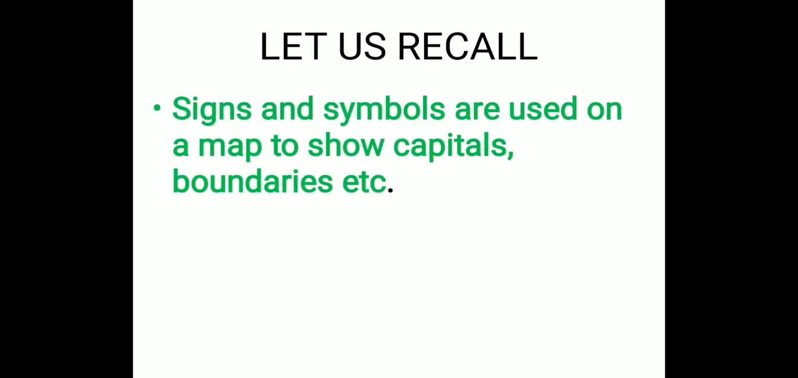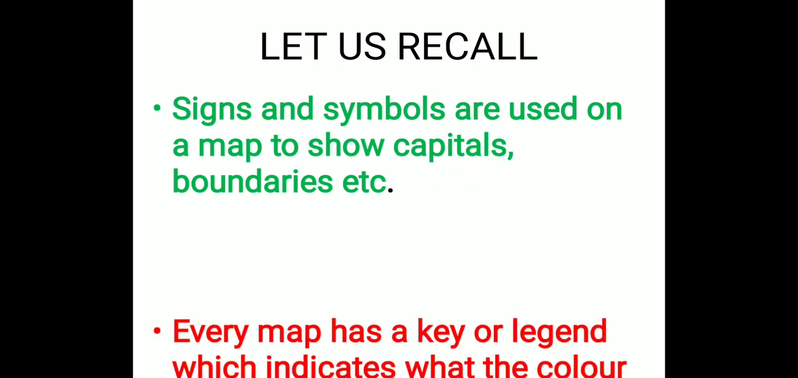Now, signs and symbols are used on a map to show capitals, boundaries, etc. So why do we use signs and symbols on the map? We use signs and symbols on the map to show capitals, boundaries, or anything we want to show. We may want to show the distance from one place to another, or the cities. So the signs and symbols are used.